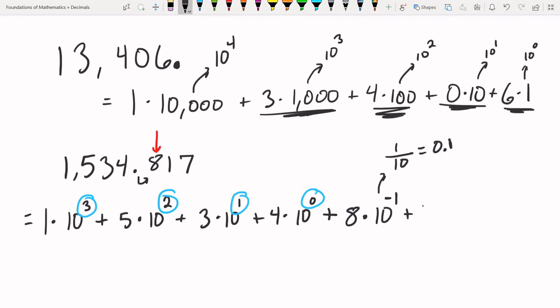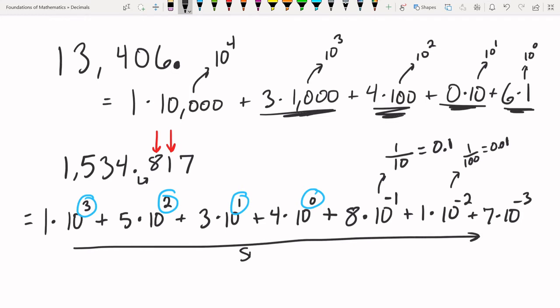Then we can continue. 1 times 10 to the negative 2 is going to be 1 over 100, which equals 0.01. So again, we have this place value there, the 0.01 place. And finally, we have 7 times 10 to the negative 3. So we still have powers of 10. What you'll notice, though, is that as we go right, we get smaller, smaller and smaller and smaller. It gets closer and closer to 0. And as, of course, we go left, it gets bigger.